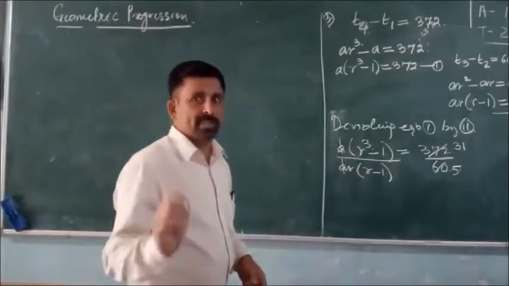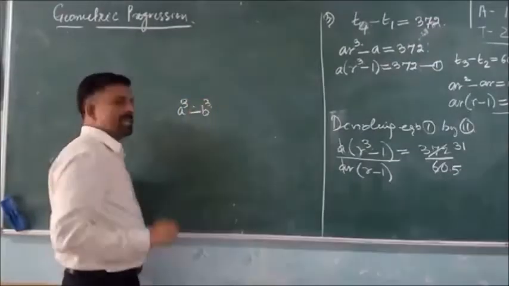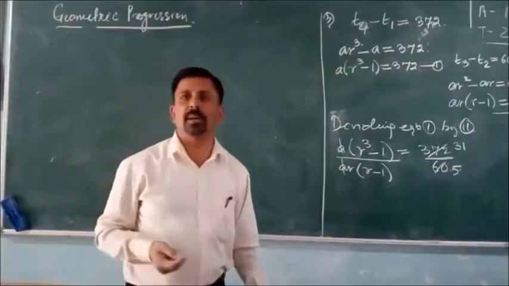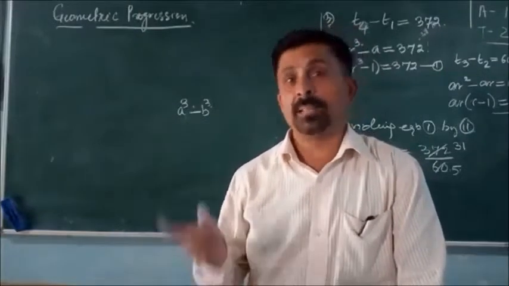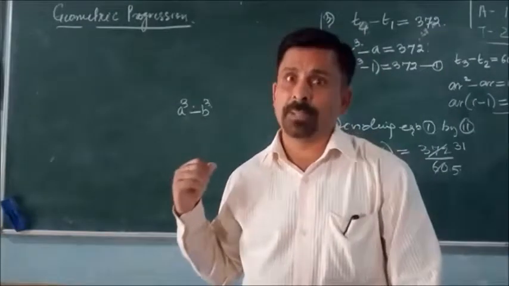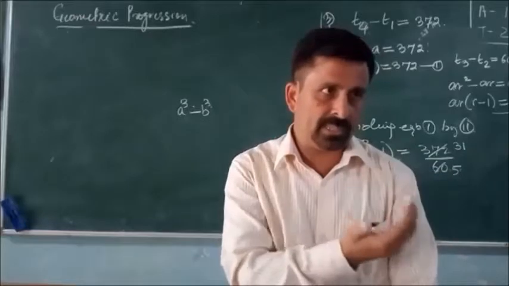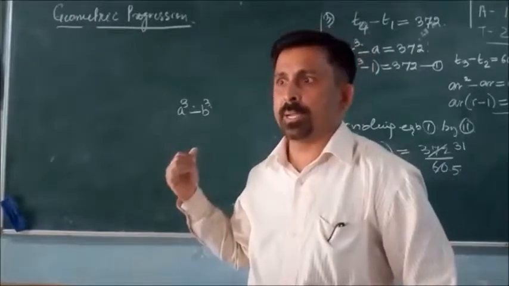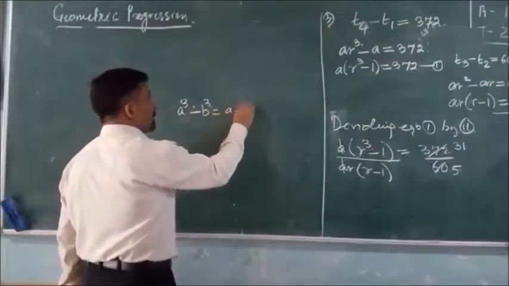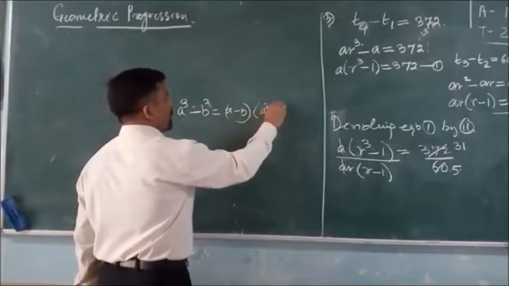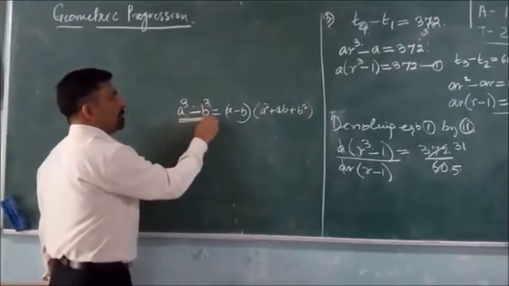For this part we need to have a concept. A cube minus B cube, same as A square minus B square. This is also A cube minus B cube, and we will call this the difference of cubes. And we will have the factors for this difference of cubes. Please turn this side. Is it okay? Yes. So the factor of this is A minus B into A square plus AB plus B square. This is the factor of A cube minus B cube.